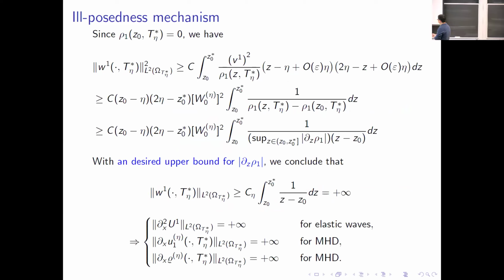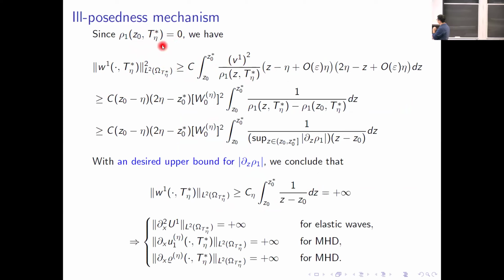So we consider the L2 norm of W1, and by the estimate there is a lower bound of the following quantity. At the shock formation space-time point, which is 0, 0, with the time t eta star, we know that rho 1 is equal to 0.